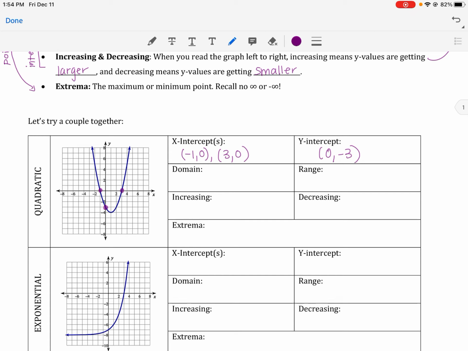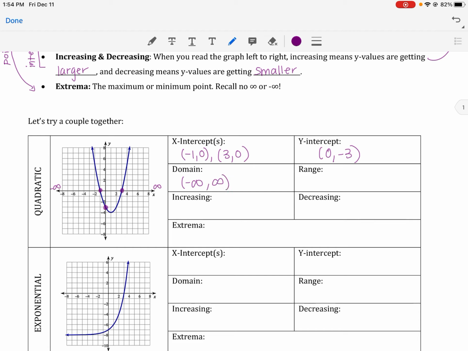Okay, domain, you're looking how far left to how far right. This arrow over here is going up and to the left, so it goes all the way to the left. We call that negative infinity. If it keeps going and going to the left, it's negative infinity. The right side goes up and to the right, so it will continue to go to positive infinity.